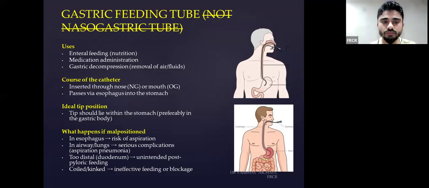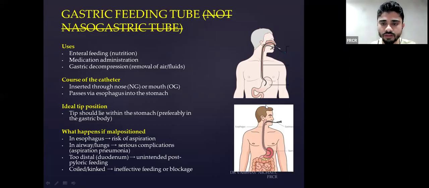What happens if it is malpositioned? If it is in the esophagus, the risk of aspiration will be higher. If it is in the airway or lungs, it might cause lung injury and serious complications such as pneumonia. If it is very distal, it might go into the duodenum, which will cause unintended post-pyloric feeding. If it gets coiled or kinked in the esophagus or in the stomach, that will cause ineffective feeding or blockage. This is the schematic representation of a nasogastric tube, and if you insert it via the mouth, you can call it an orogastric tube.